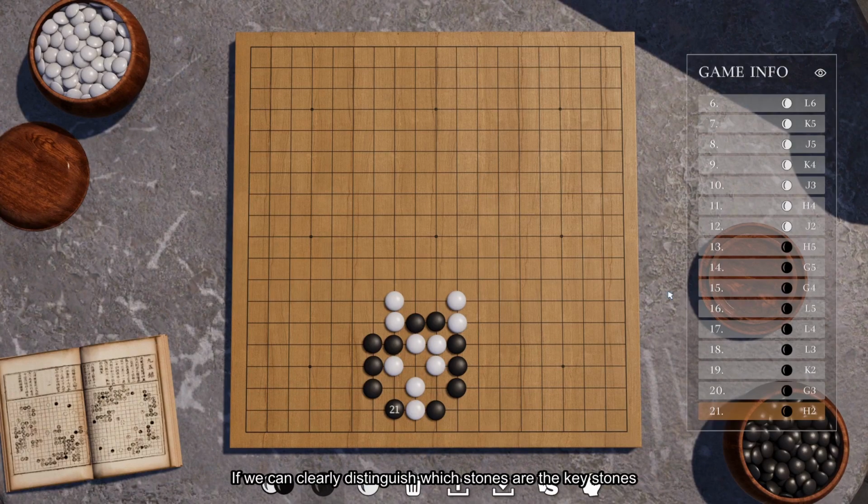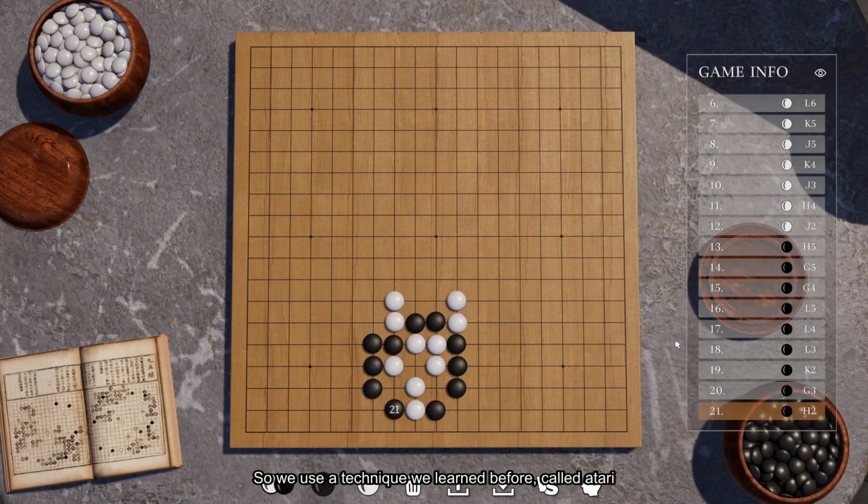If we can clearly distinguish which stones are the keystones and which stones are irrelevant to the main battle for life, then we can successfully find our target for taking away liberties. For example, if we observe carefully right now, we will see that these 3 stones are closely connected to the 2 black stones, so they are the keystones. Meanwhile, these other 3 white stones are not directly adjacent to the 2 black stones. So we must first take away the liberties of the 3 keystones.